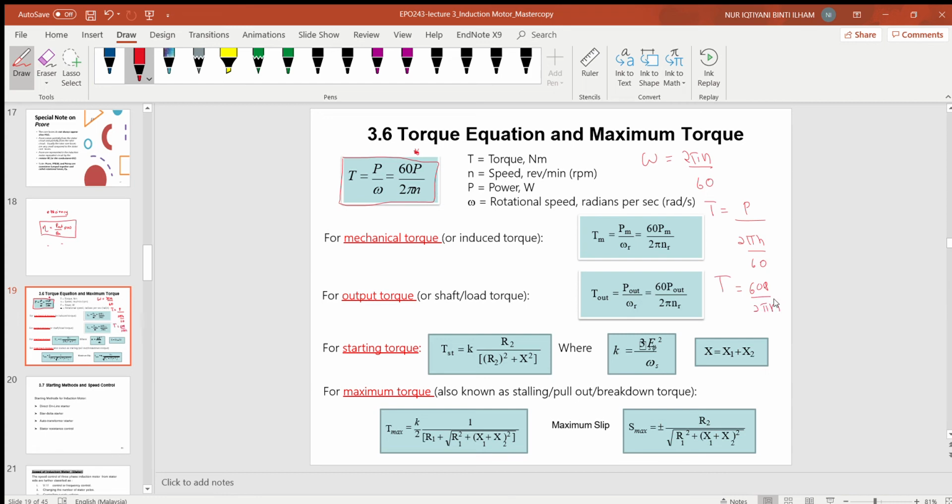N is the speed. There are various torques that you can calculate for the induction motor: mechanical torque, output torque, starting torque, or maximum torque. For the mechanical torque, you will use Pm, which is P mechanical developed or P conversion, over omega R. For output torque, you will use P out over omega R. Notice the difference of the power that they use. For starting torque, you will use this formula, whereby for the value of K you need to use this formula. And the maximum torque is also known as the pull-out torque. You will use this formula.